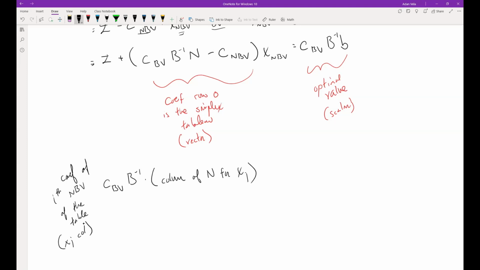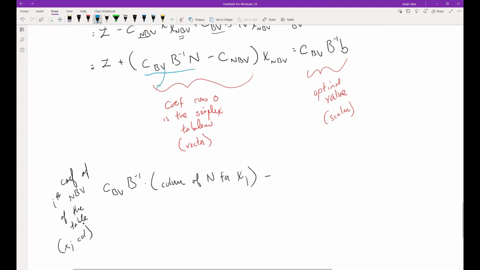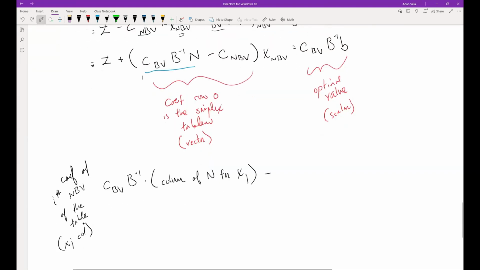So they don't always align, right? The coefficient of the ith NBV is not necessarily the ith column of the table. So that might be a little bit confusing, but it sort of makes sense. And that just comes from this part of the equation right here. We're just focusing in on one variable.